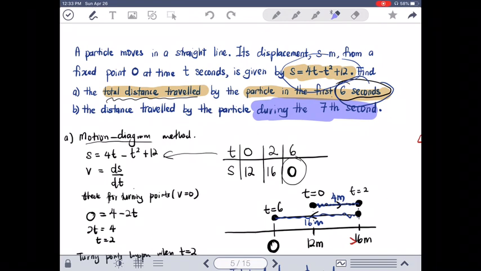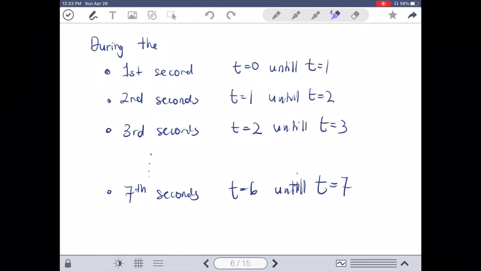For A, we have the question total distance traveled in the first 6 seconds. But for B, the distance traveled during the 7 seconds. What does it mean by during the 7 seconds? Okay.